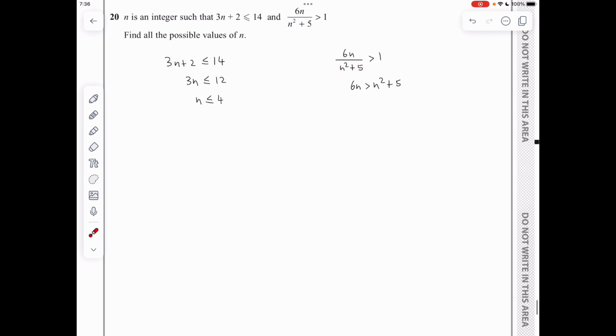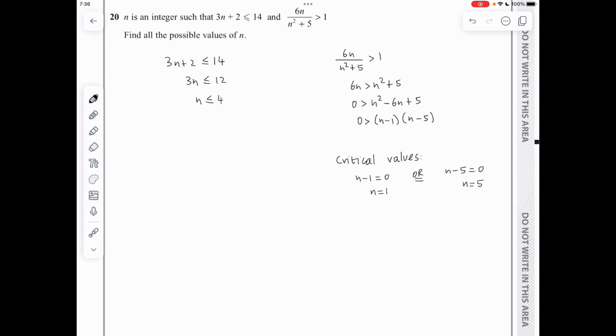So we are essentially dealing with a quadratic inequality. I will collect everything on the right-hand side. So 0 is greater than n squared minus 6n plus 5. I will be factorizing this into n minus 1, n minus 5, and therefore we can look for critical values. The critical values are at n minus 1 is 0 or n minus 5 is 0. So we've got that n is 1 or n is 5.